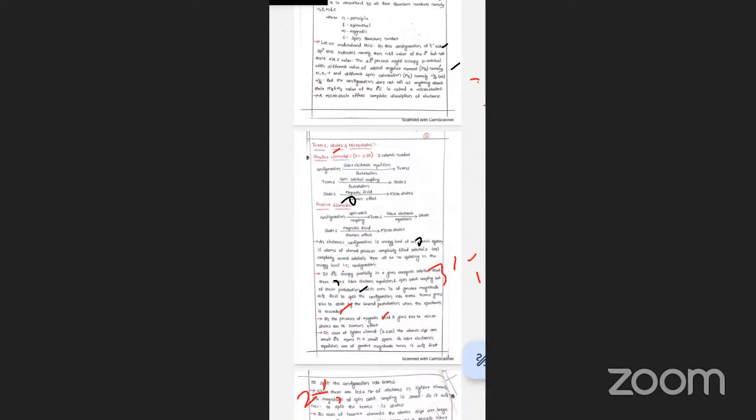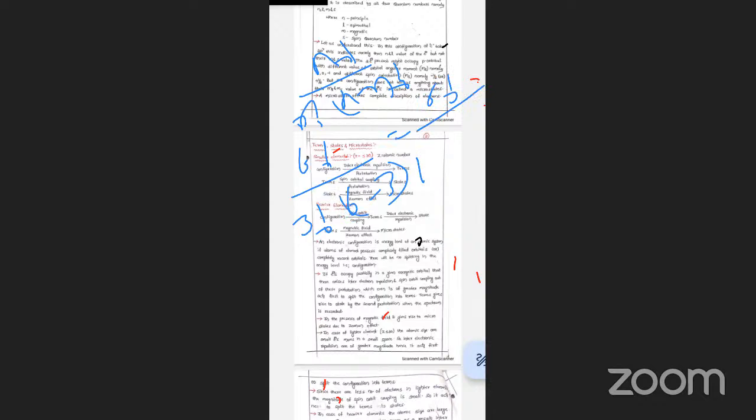In the P3 configuration, how many microstates are there? There are 20 microstates. We can calculate that. The P3 configuration means n factorial divided by r factorial times (n minus r) factorial, that is 6 factorial divided by 3 factorial times (6 minus 3) factorial, which is 6 factorial by 3 factorial, 3 factorial.